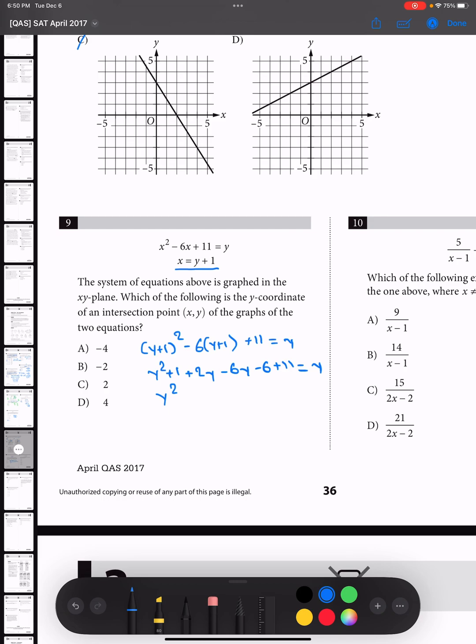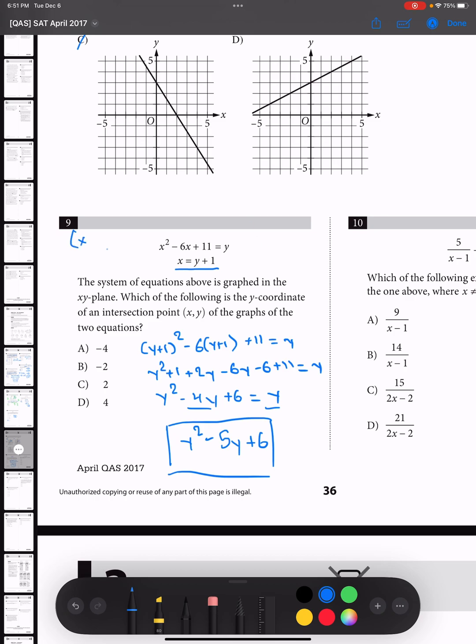So, just combine like terms, y squared minus 4y plus 6 is equal to y. So now that these two are like terms, we're going to bring y to the other side. So y squared minus 5y plus 6. So we have this. And now we see that we can factor it to find the intersection point. So we factor it.